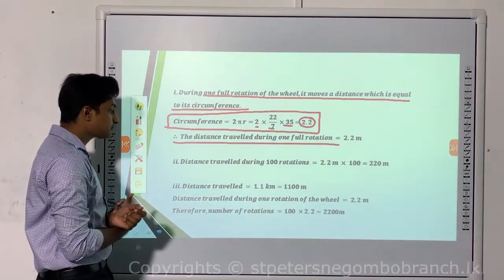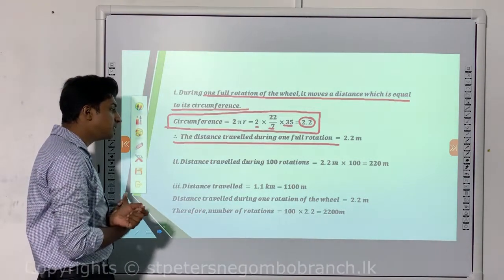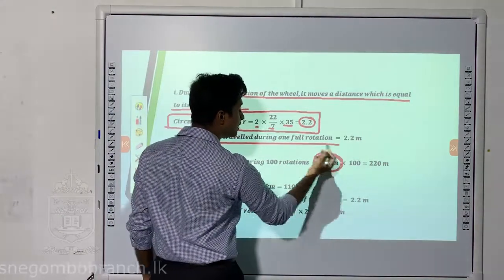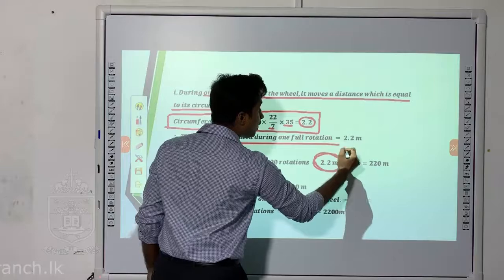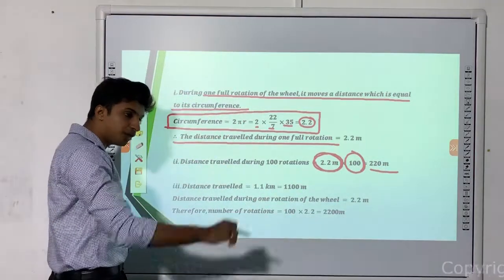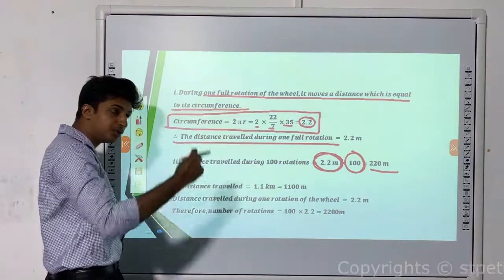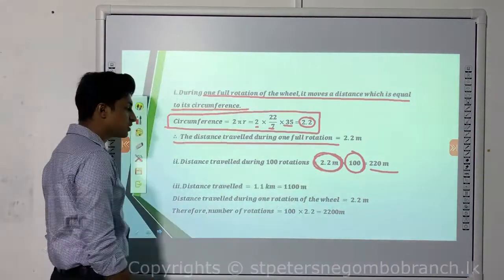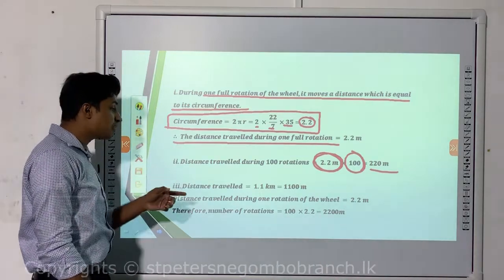Then next, the distance traveled using 100 rotations. For one full rotation, you are traveling 2.2 meters. Then for 100 rotations, it is going to be 220 meters. For one full rotation, if you are traveling 2.2 meters, for 100 rotations you have to multiply by 100. That is the distance traveled.